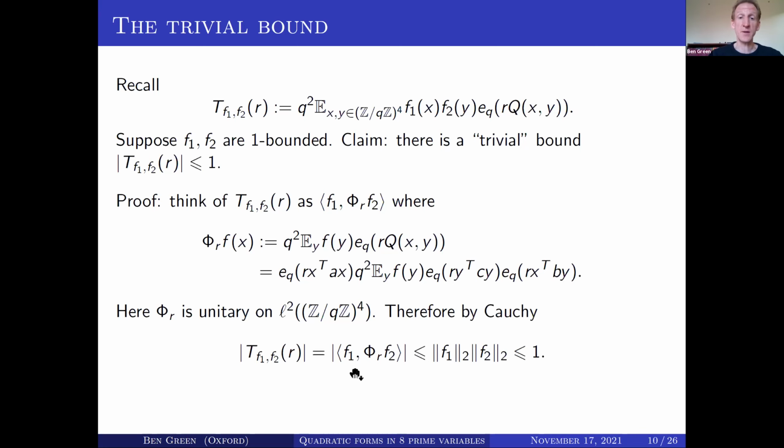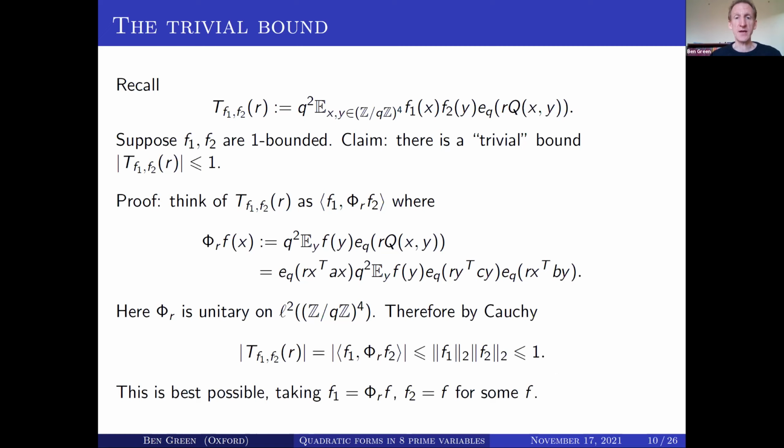So by Cauchy-Schwarz, that inner product of f1 with phi of f2 is bounded by the L2 norm of f1 times the L2 norm of phi of f2. But because phi is unitary, the L2 norm of phi of f2 is just the L2 norm of f2. And this is bounded by 1 because the functions are pointwise bounded.